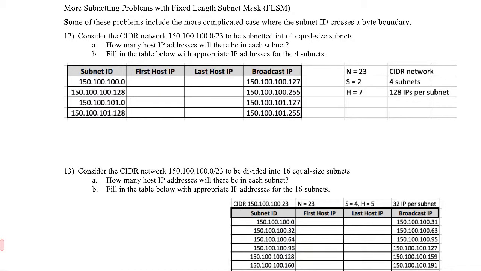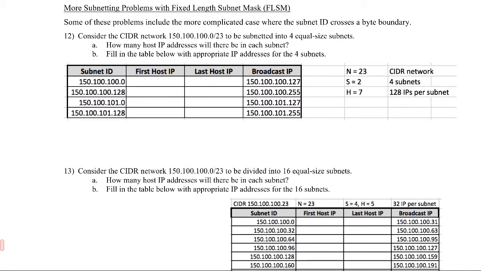Okay, in this video I'm going to go ahead and solve this problem, which is a fixed length subnet mask problem in IPv4. However, this is one of those funny ones where we're starting not with a class B or a class C, but we're starting with something else. So we're starting with a CIDR network, a classless interdomain routing.